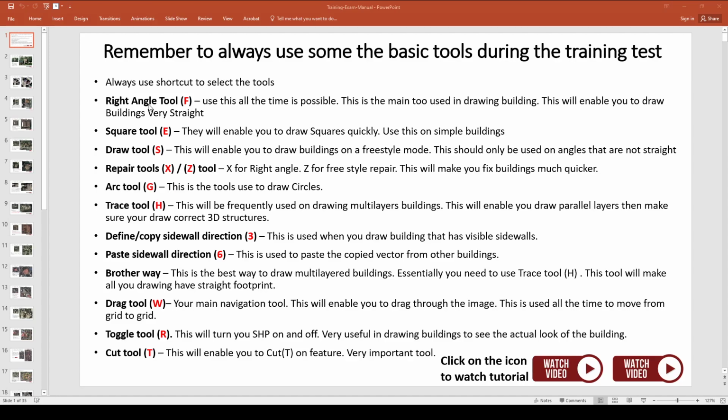Next is the draw tool. Aside from right angle buildings, we also have buildings that are irregular. This draw tool will enable you to draw those buildings freestyle. Next is the arc tool, wherein we draw circles. And then we have the repair tools, X and Z. X is for right angle repair and Z is for freestyle repair. With that, I'm going to show you examples on how to use these tools.